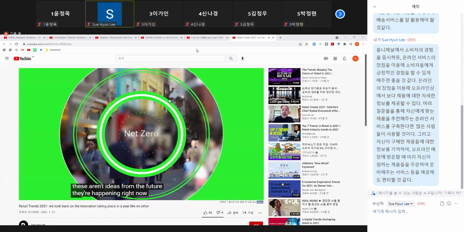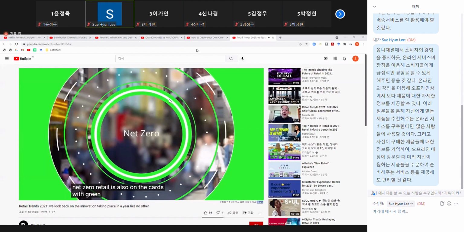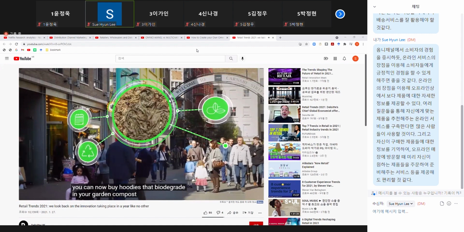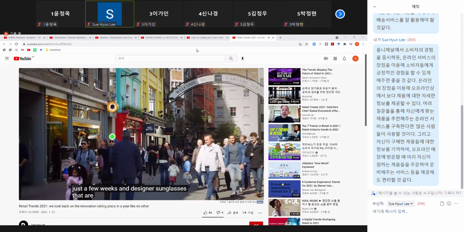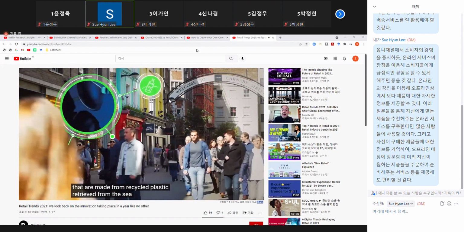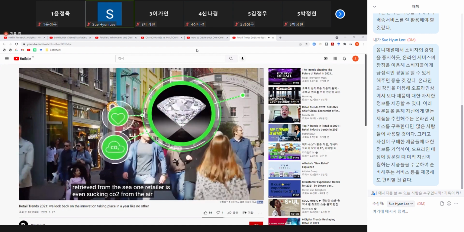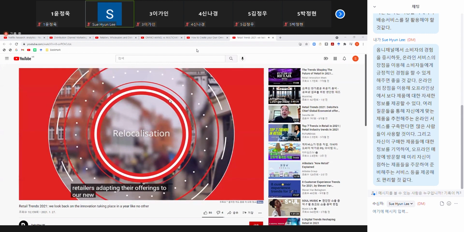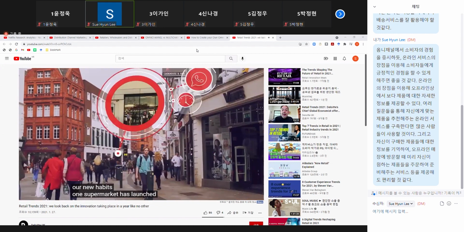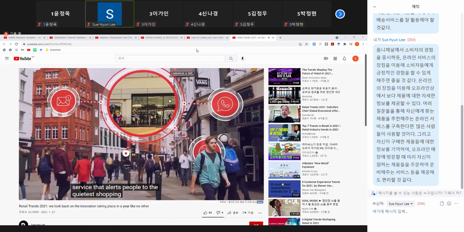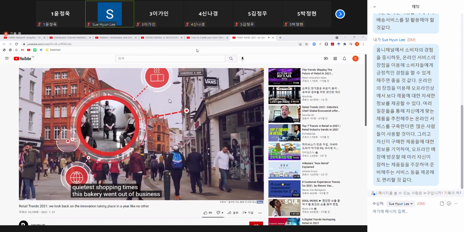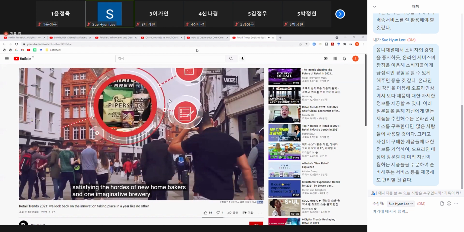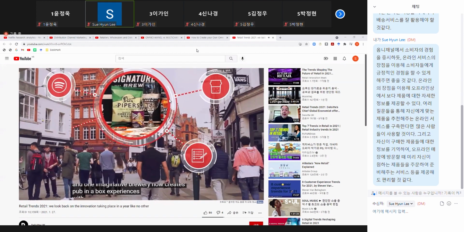Net zero retail is also on the cards, with green shopping being more important than ever. You can now buy hoodies that biodegrade in your garden compost in just a few weeks. And designer sunglasses that are made from recycled plastic retrieved from the sea. One retailer is even sucking CO2 from the air to create the world's most ethical diamonds. Relocalization is something new, with retailers adapting their offerings to our new habits. One supermarket has launched a WhatsApp service that alerts people to the quietest shopping times. This bakery went out of business, but reopened as an e-commerce service, satisfying the hordes of new home bakers. And one imaginative brewery now creates pub-in-a-box experiences, with Spotify playlists and music-themed pub quizzes.